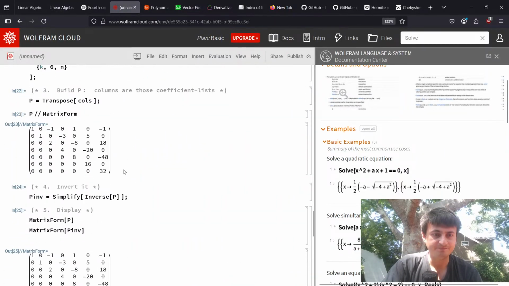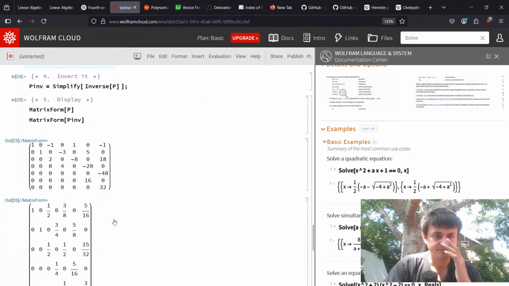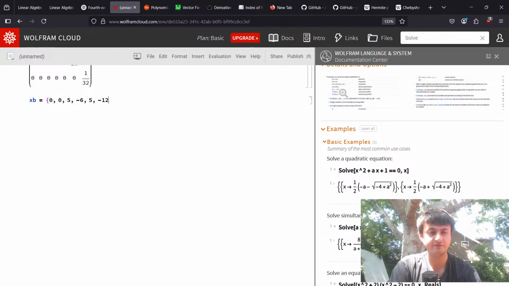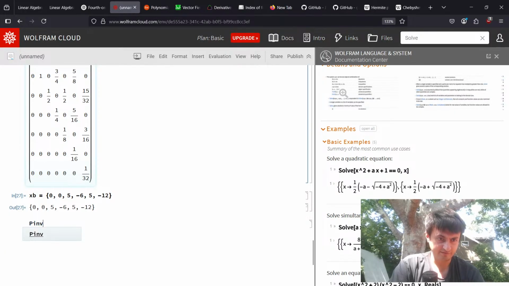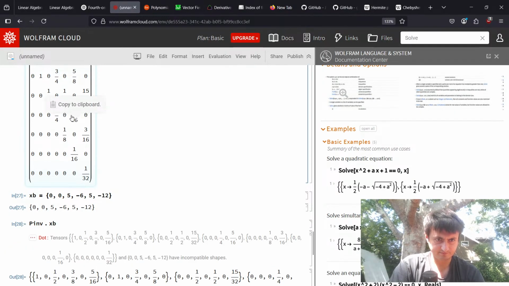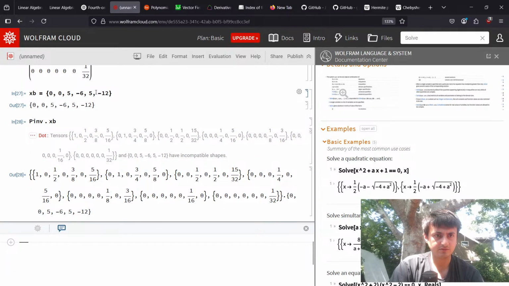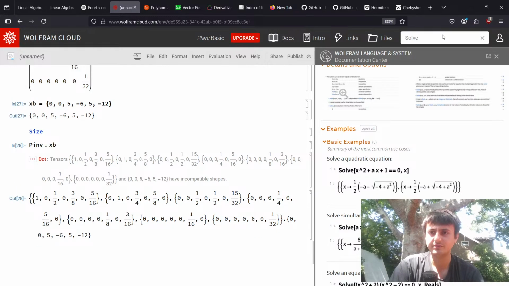This is cool, man. Okay, so wait, first off, let's just say that xb is equal to 0, 0, 5, minus 6, 5, 12, minus 12. So then Pn dot xb. Really? What's the shape? How do I get the size? How do I get the shape?